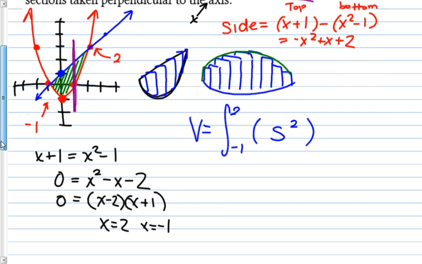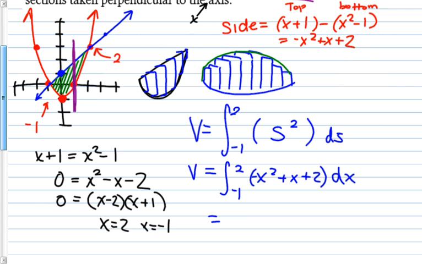And so officially, our volume is going to be from -1 to 2, and we're using the equation -x squared plus x plus 2 dx. Oh, this would have been ds, but I decided not to use s. We used x because of our equations. You're going to integrate that.